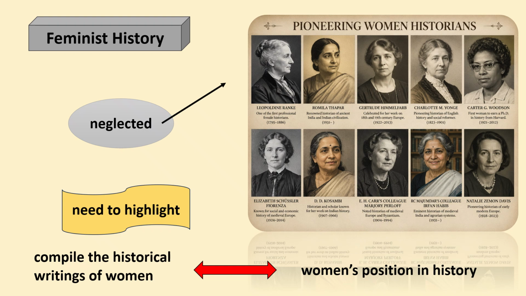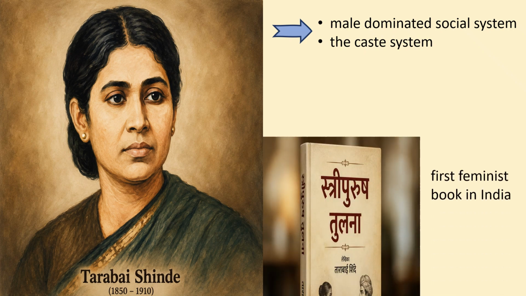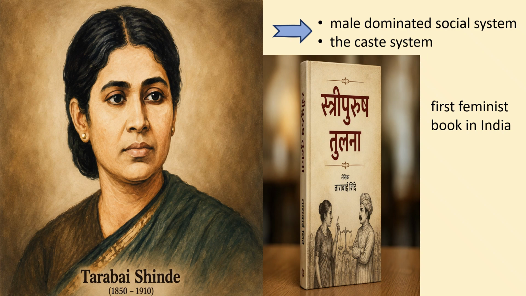It also was necessary to rethink women's position in history. Among women authors writing about women in the 19th century CE, Tarabai Shinde was the foremost one. She wrote attacking the male-dominated social system and the caste system. Her book, Stree Purush Tulna, published in the year 1882, is acknowledged as the first feminist book in India.